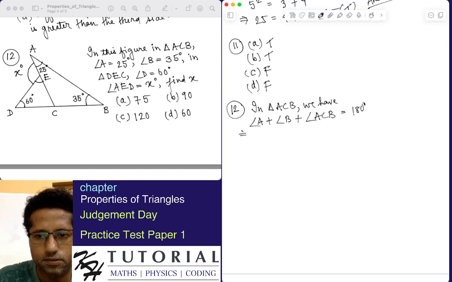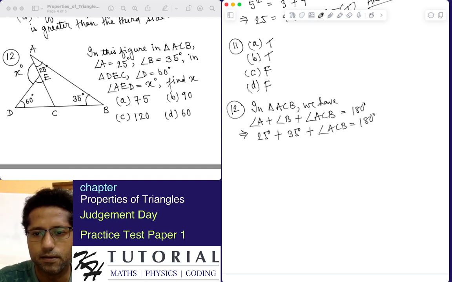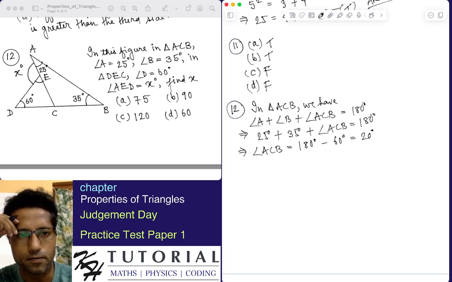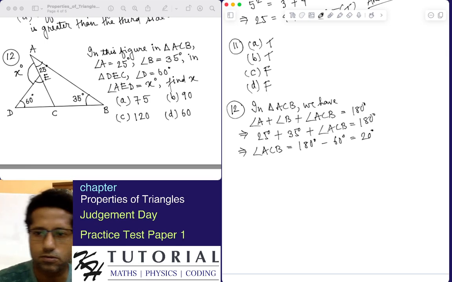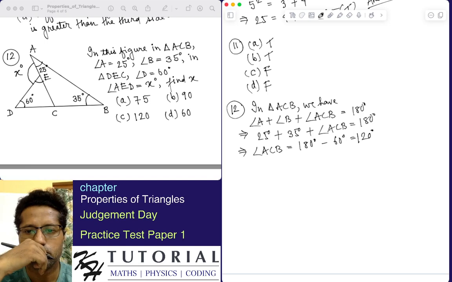Now angle A is given to be 25 degrees, angle B is given to be 35 degrees. So we have 25 degrees plus 35 degrees plus angle ACB equals 180 degrees. So we can get angle ACB equals 180 degrees minus 60 degrees, that is 20 degrees. Oh, sorry, not 20 degrees, 120 degrees. Angle ACB is 120 degrees.